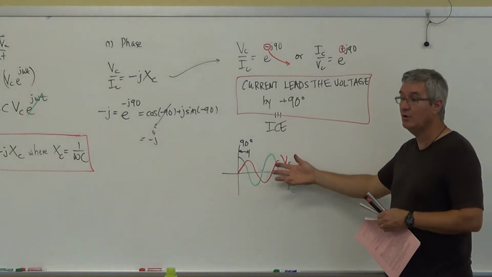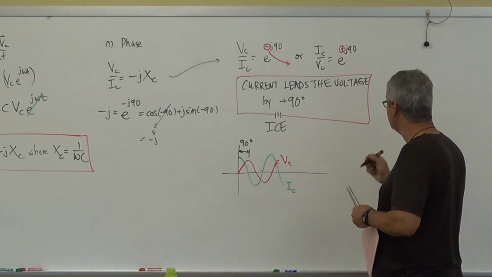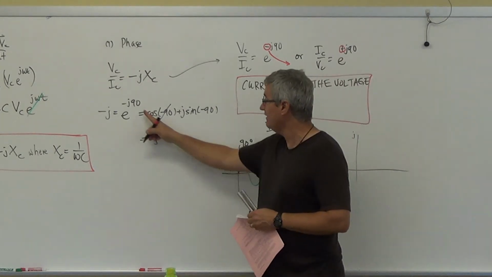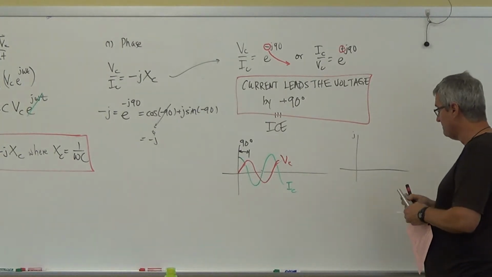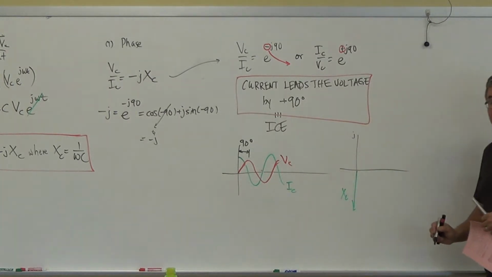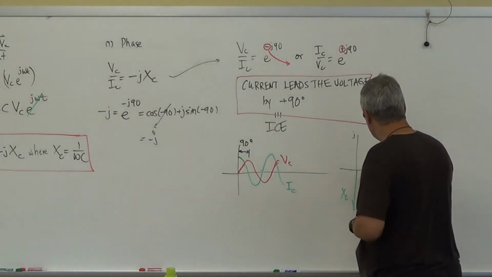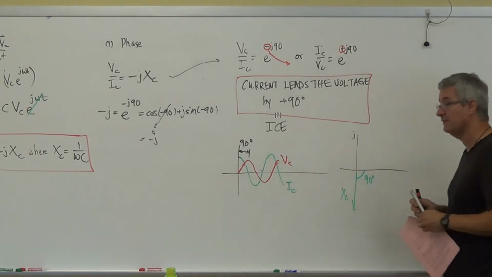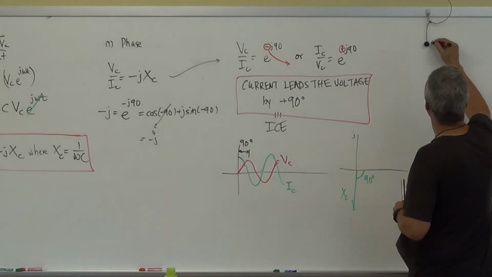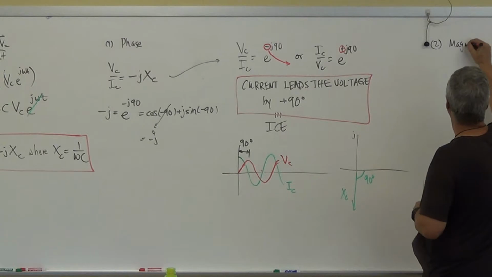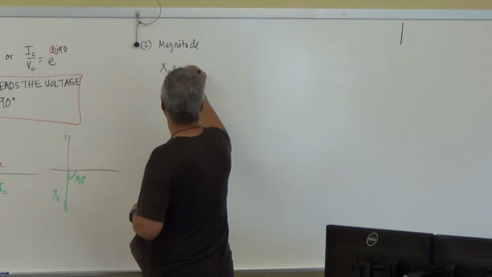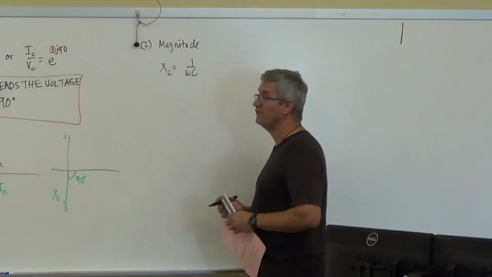So when I look at that angle, what does that angle mean? Well, relative to the complex plane here, this guy is j. If I get an angle of minus 90 degrees, then this vector has to point in this direction, the negative 90 degrees. So in the complex plane, that's what that vector looks like. And the last thing that we'll look at here is the magnitude. We can see here that XC is 1 over omega C.